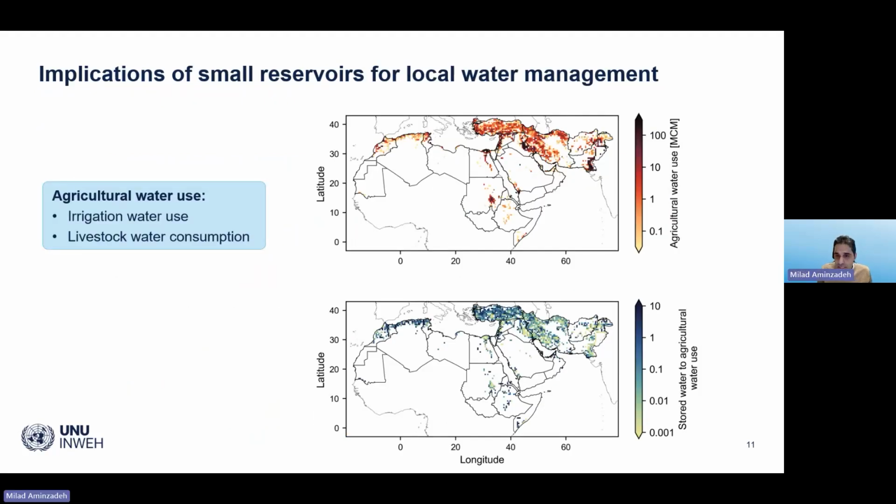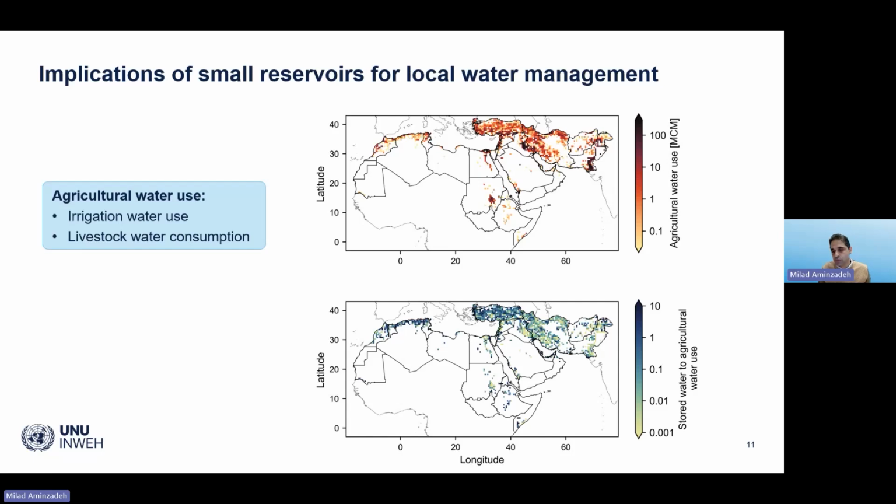Okay, since we have detected the extent of reservoirs, I mean, we know their spatiotemporal distribution, perhaps now we can quantify their contribution to local water management. To do so, first, we need to estimate the agricultural water use per pixel. We used the available data sets of irrigation and livestock water consumption and provided this map for the agricultural water use within each pixel. Remember, in the previous slide, I showed you the cumulative storage capacity of all reservoirs within each pixel. Here we have agricultural water use per pixel. So the comparison between these two will probably give us a picture of the contribution of small agricultural reservoirs in local water management. Below, you see the ratio of the stored water to the agricultural water use within each pixel.